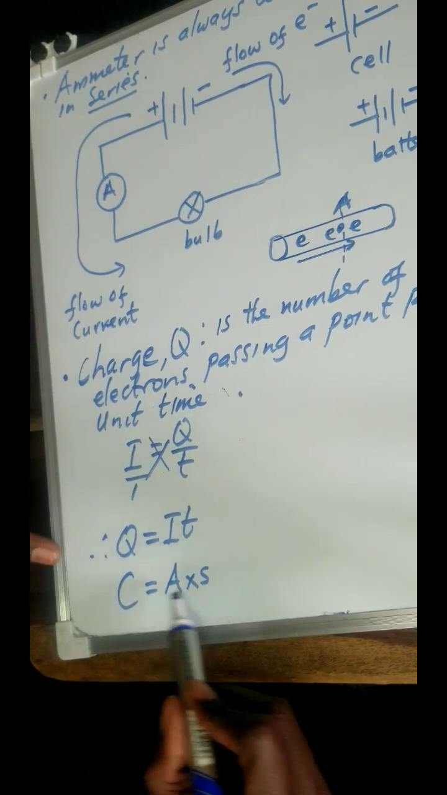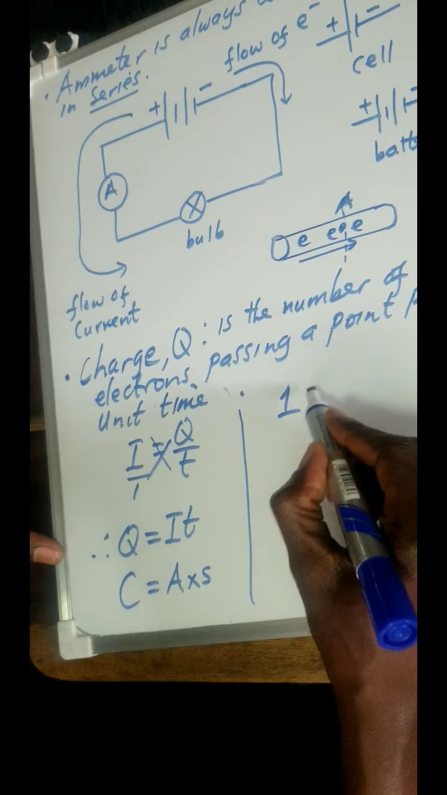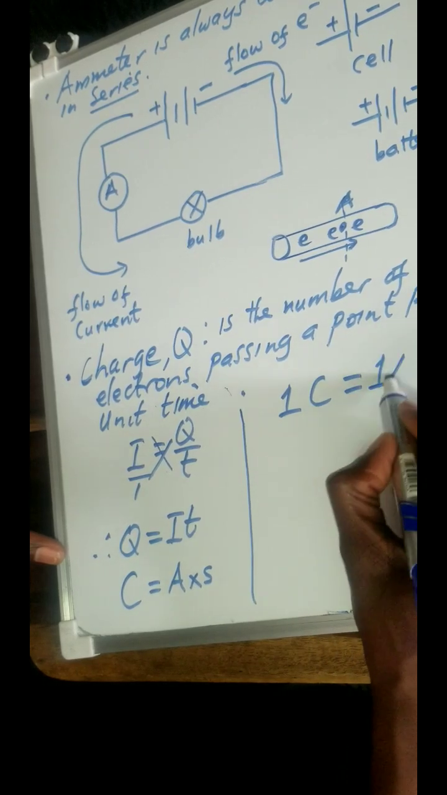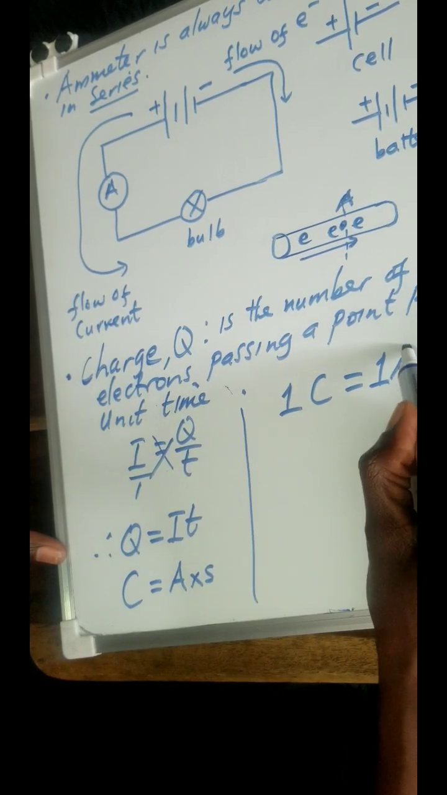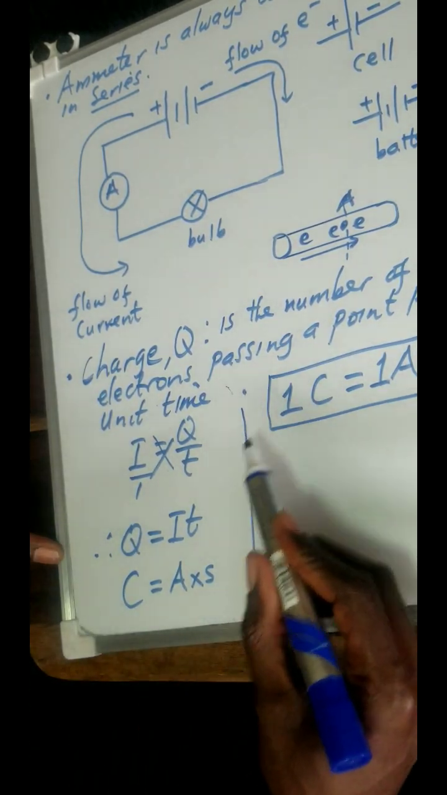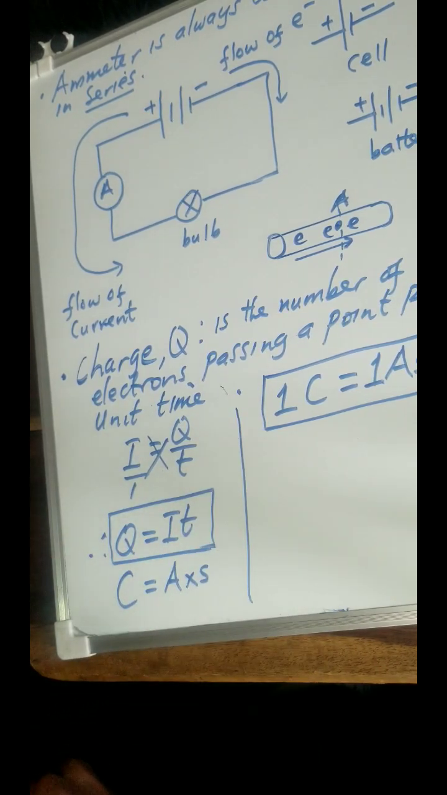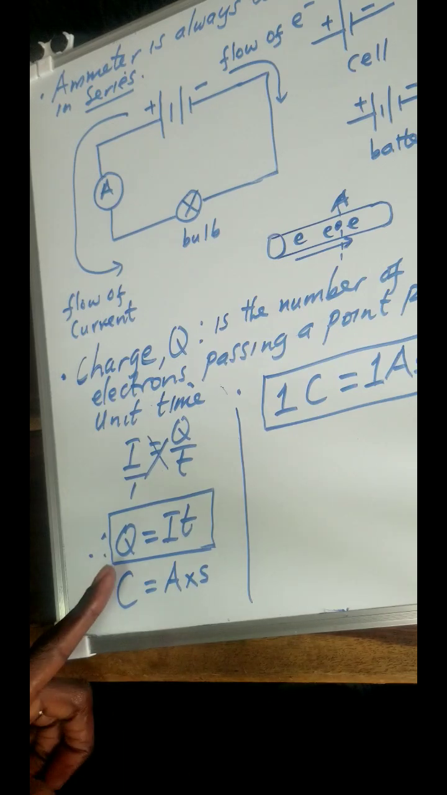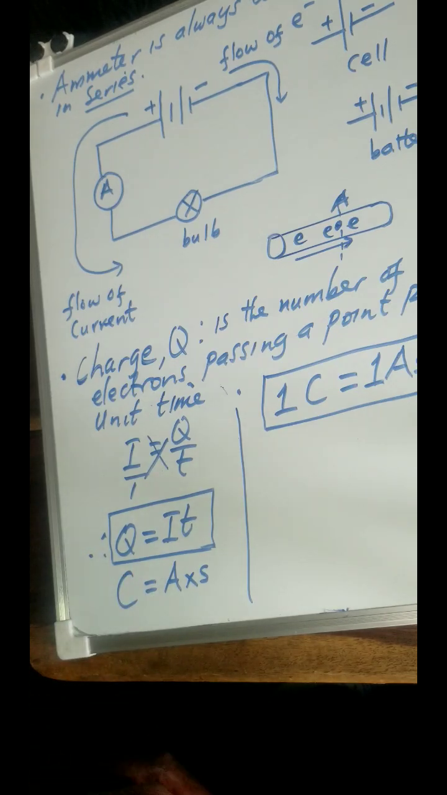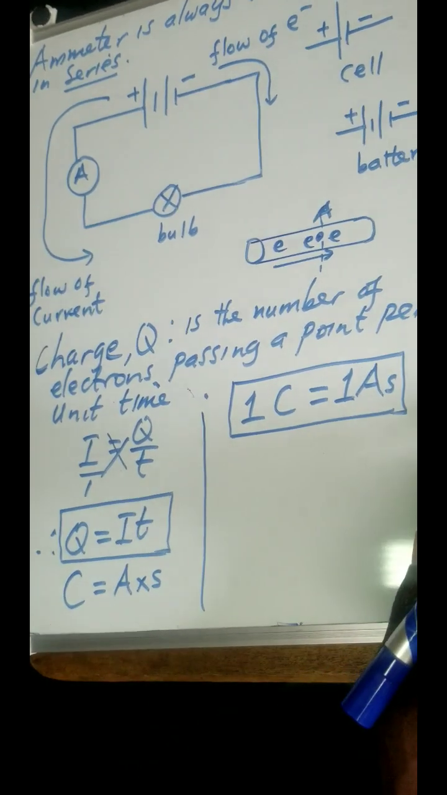So what's the relationship between coulomb and ampere second? We know that 1 coulomb is equal to 1 ampere second. Remember, the SI unit for charge is the coulomb, and this is the formula we apply to find charge. So charge is equal to current multiplied by time. I hope you got the concept. In my next discussion, I will look at some practice questions. But before I conclude, I want to tell you something.